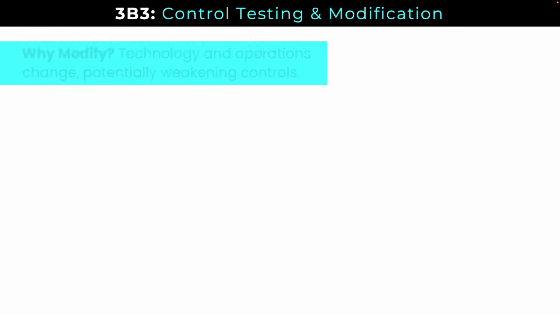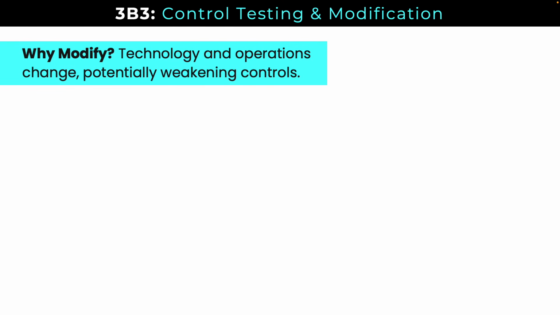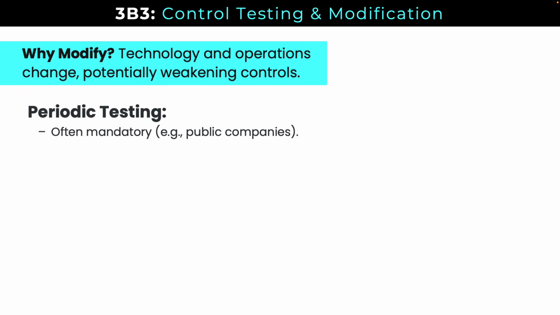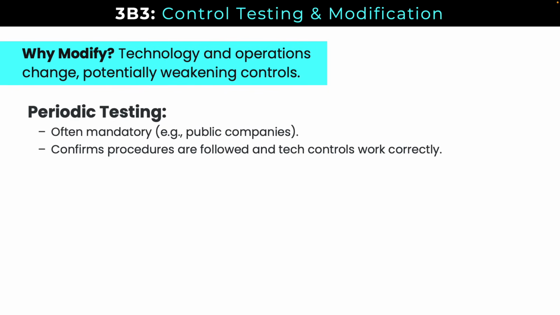So let's talk about control testing and modification. So why would I modify a control? Well, technology and operations change, potentially weakening controls. So we need periodic testing. In some industries, periodic testing is often mandatory, like with public companies or in regulated industries. And periodic testing confirms procedures are followed and technical controls work correctly.